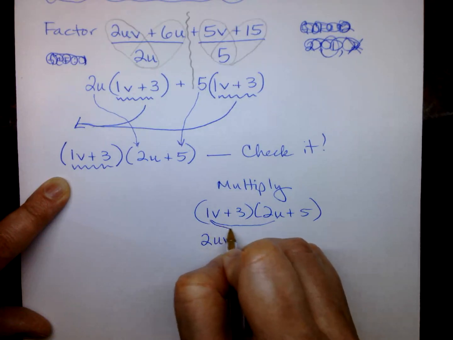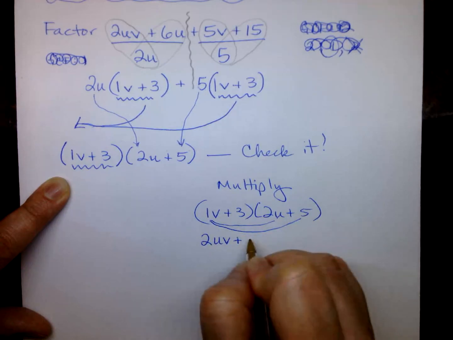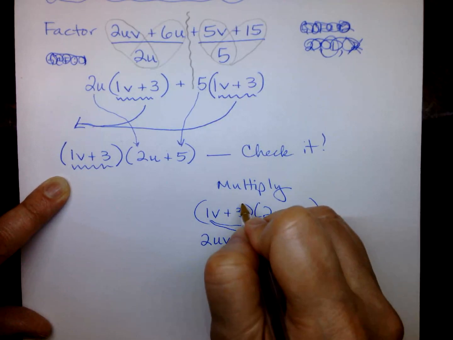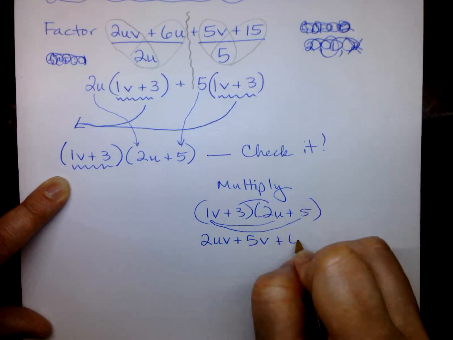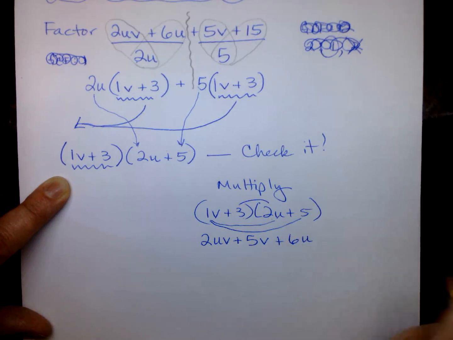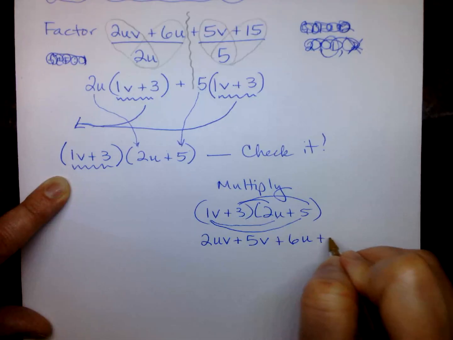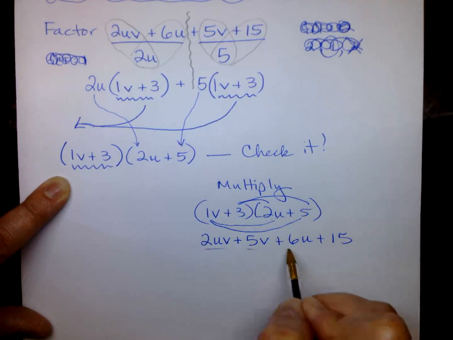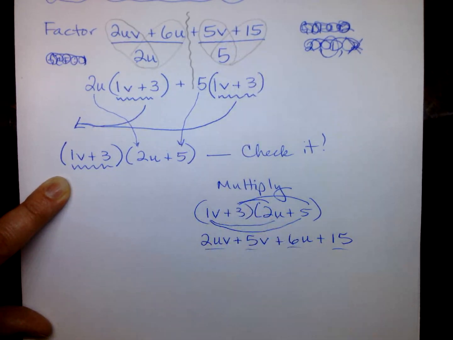Outer means 1v times 5. So that's plus 1 times 5 is 5 with a v on it. Inner is 3 times 2u. 3 times 2 is 6. And then there's a u on that term. And then finally, last, 3 times 5. 3 times 5 is 15. And what do you know? Those 1, 2, 3, 4 terms right there exactly match the 4 terms that we started out with.